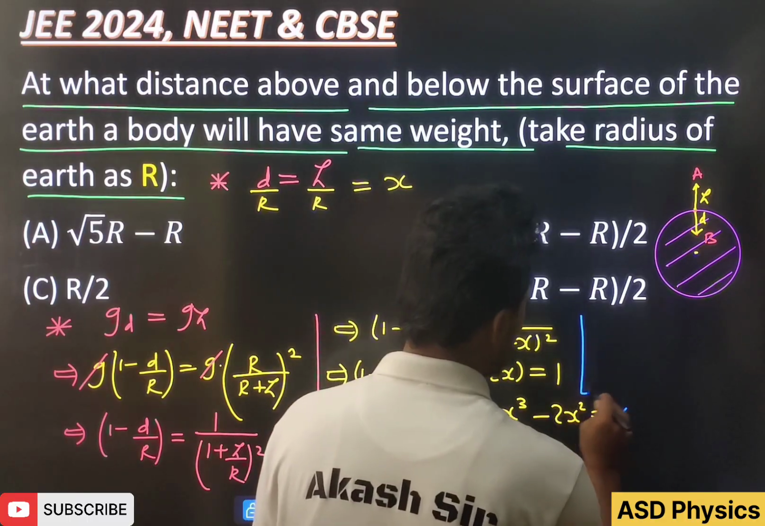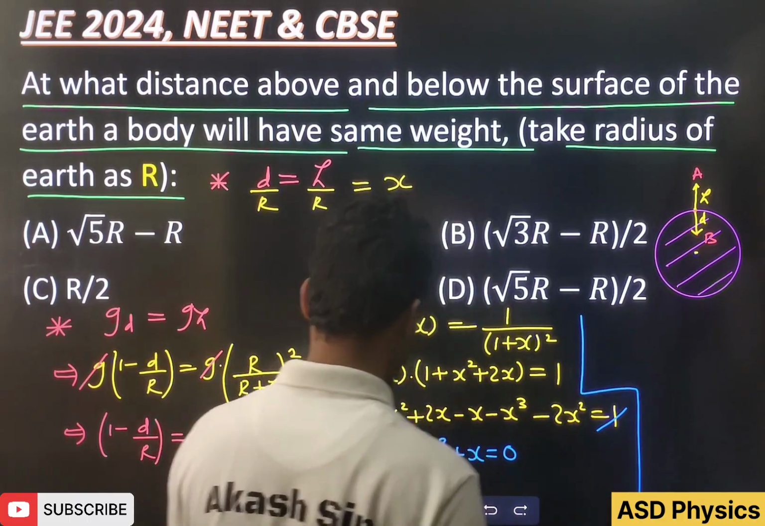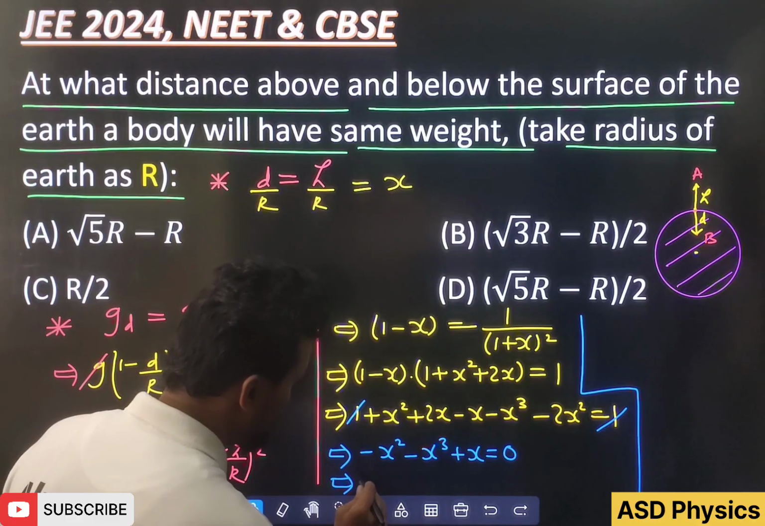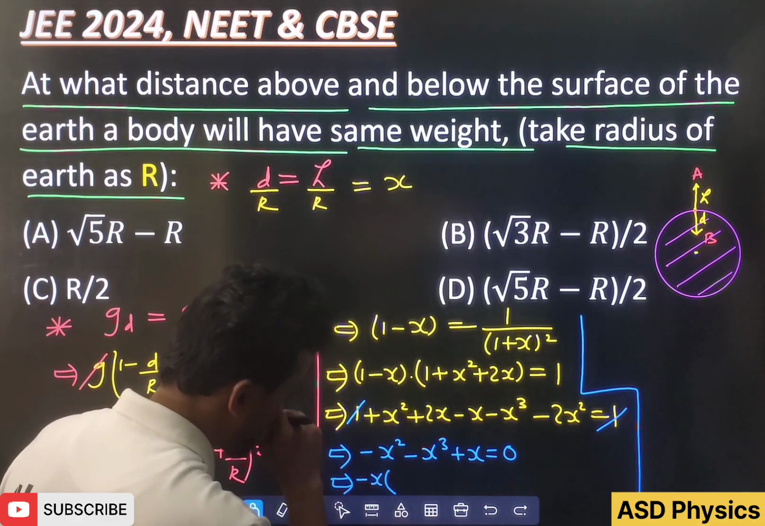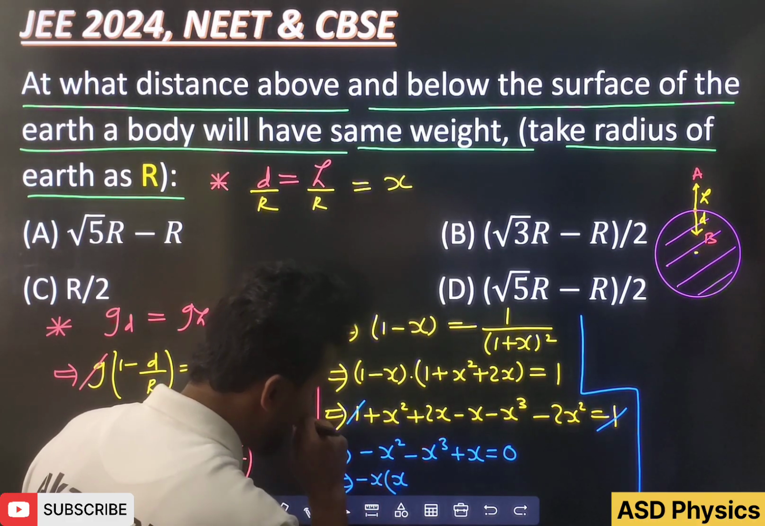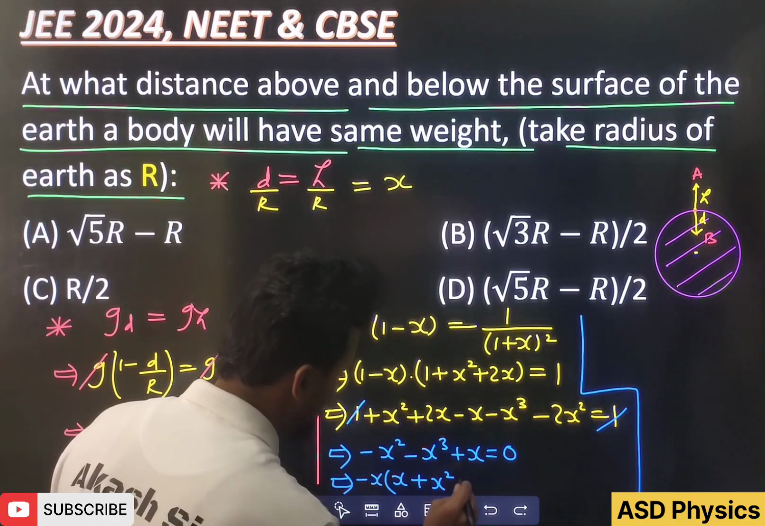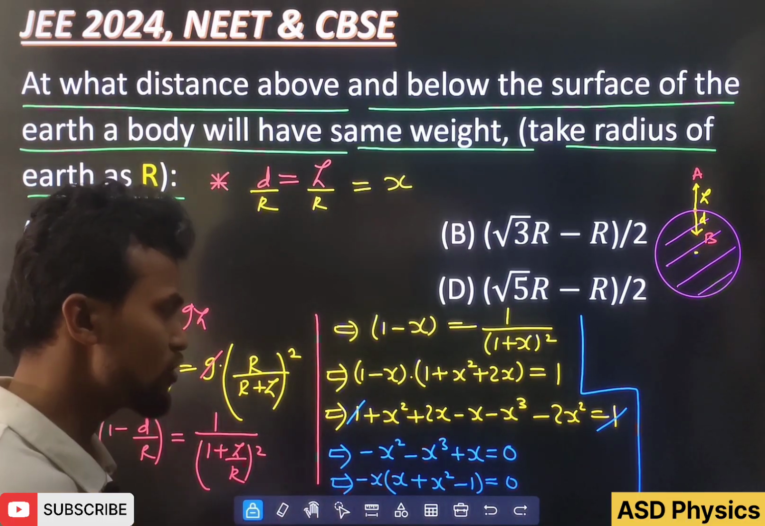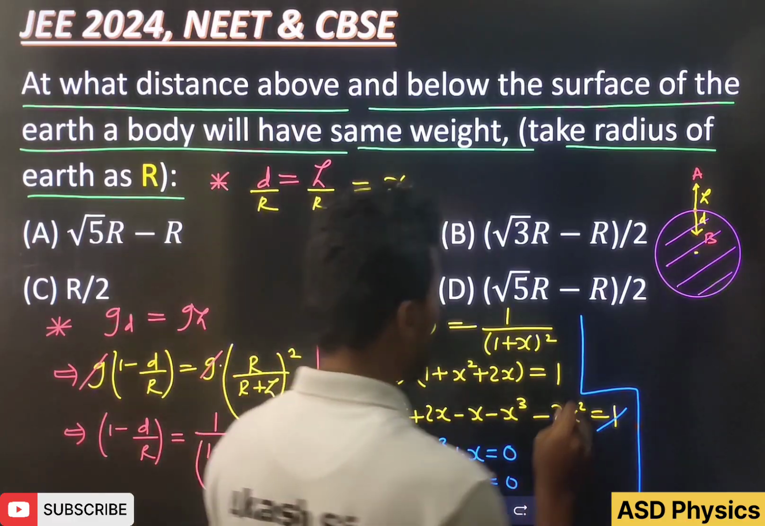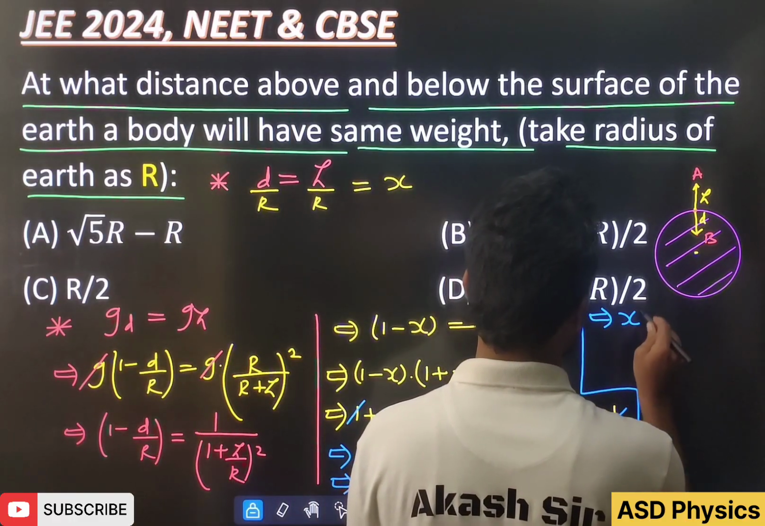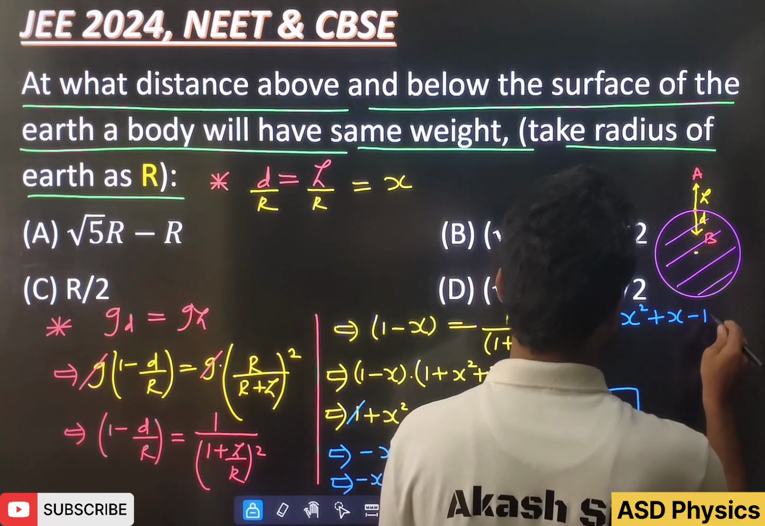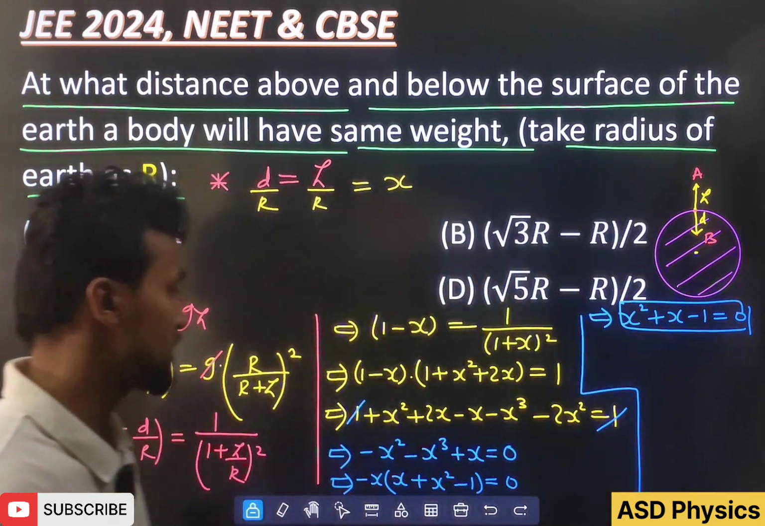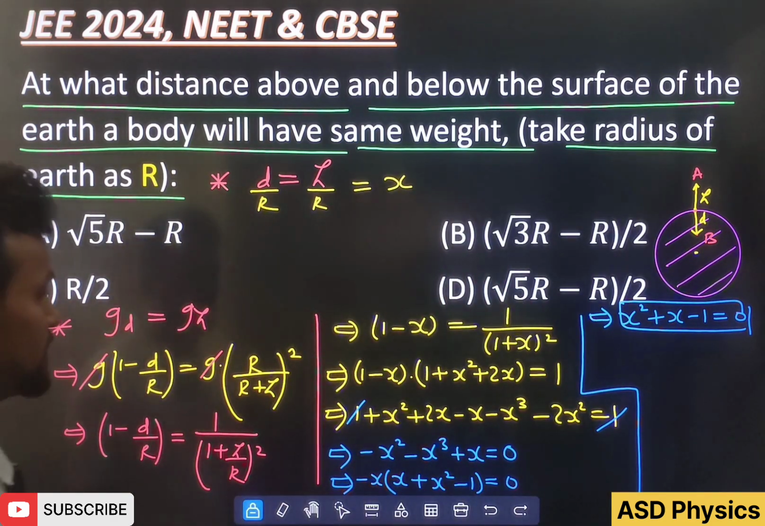0. Okay, so now after that let's take minus X common. So what will come here, see, X plus X square minus 1 is equal to 0. So X cannot be 0 here, is it? That means this will become X square plus X minus 1 should be 0 here.